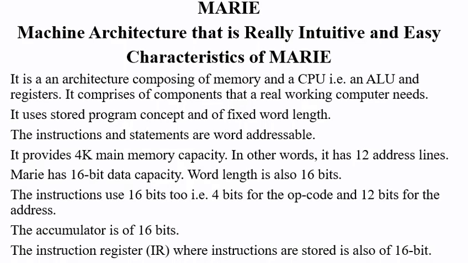The instructions are of fixed length. They are word addressable. MARI provides us with 12 address lines and hence, 4 KB main memory. There are 12 bits in the data in MARI. The fixed-length instructions are of 16 bits in which 4 bits are used for the operation code and 12 bits are used for the address.